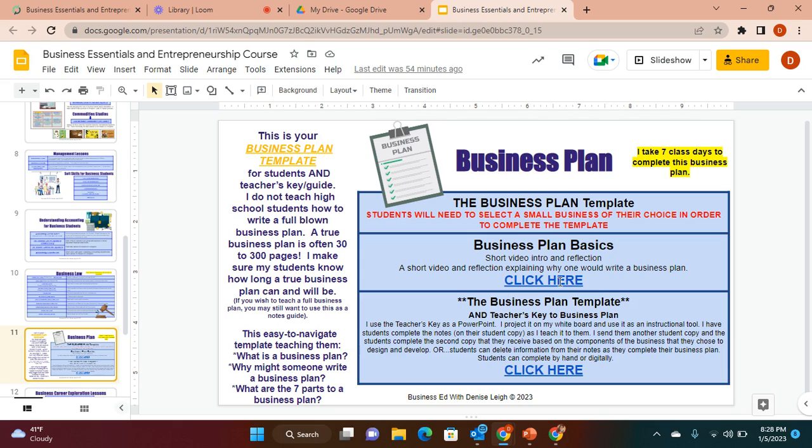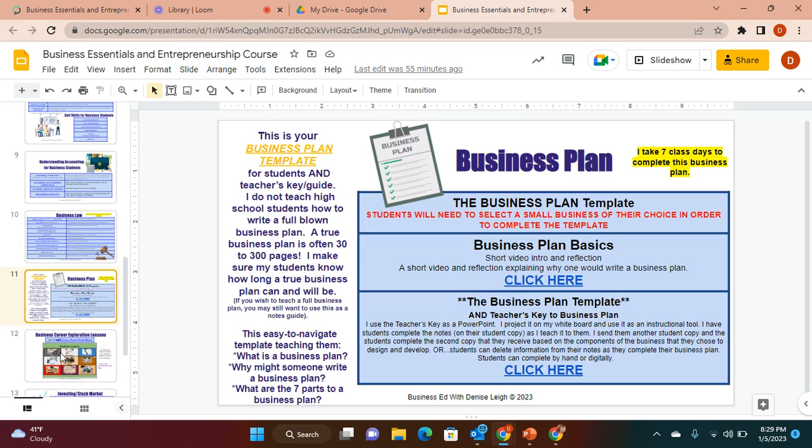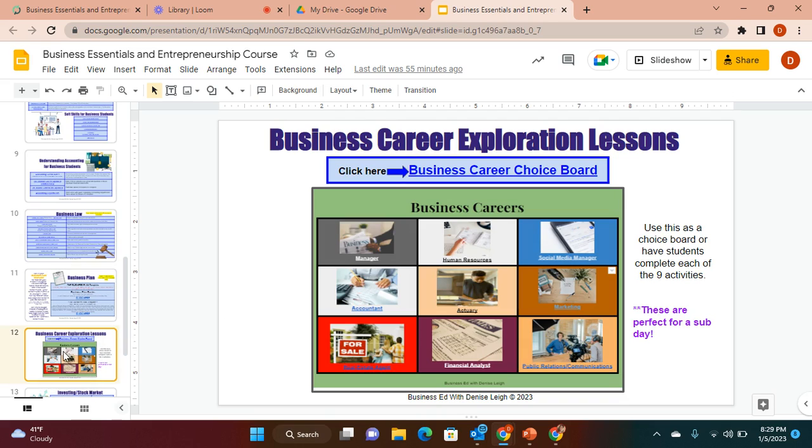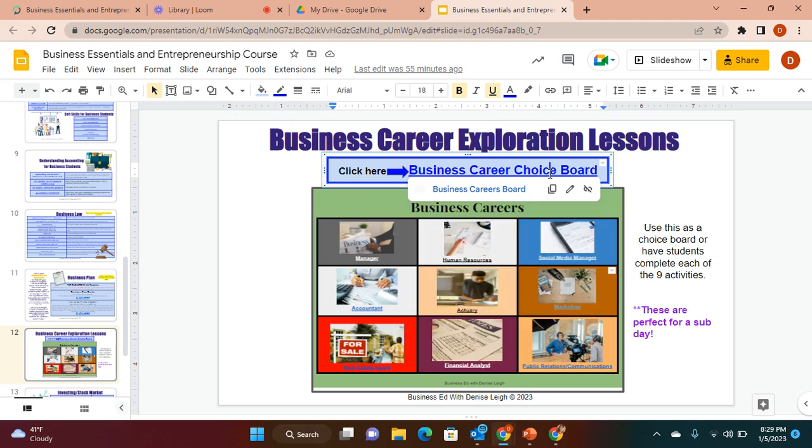Then we have business plan. This is actually a lean business plan template. I think it's important, instead of having students write a full-blown business plan, which is often very painful for the teacher and the high school student, that they understand the 7 parts of a business plan and why one would write a business plan. So this template is worth its weight in gold because it is so valuable in teaching them those very important concepts about business plans.